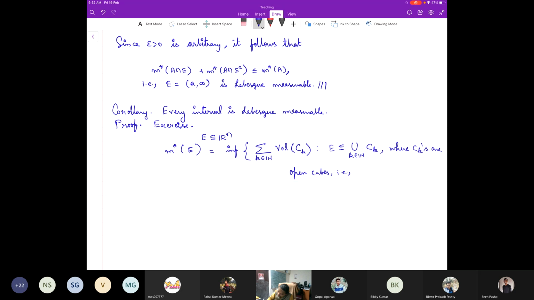That is, Ck is given by the product, i running from 1 to n, of the intervals (ai, bi), well, all these depend on k, therefore this is an open interval. So this is an open cube, I'm only drawing it for, well, you don't need cuboids, right? You don't even need cubes, cuboids.